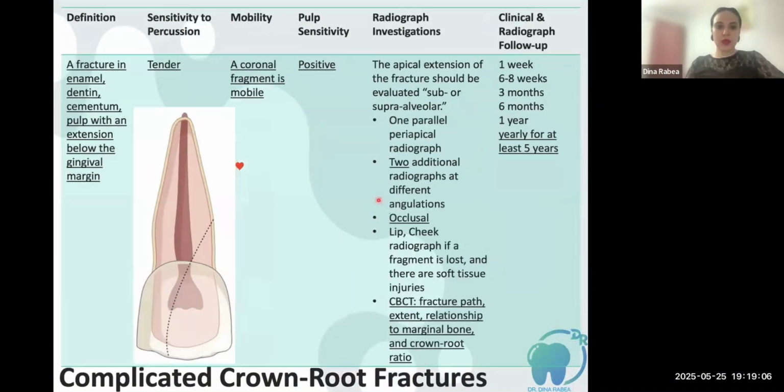So this is the exact same as the earlier fracture, but with the involvement of the pulp. It is a fracture in the enamel, dentine, together with cementum, but also we have a pulpal exposure, and there is an extension, of course, of the fracture line below the gingival margin, and this is what makes this fracture very difficult, again, to restore.